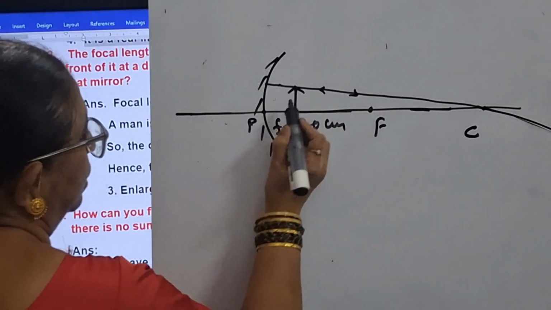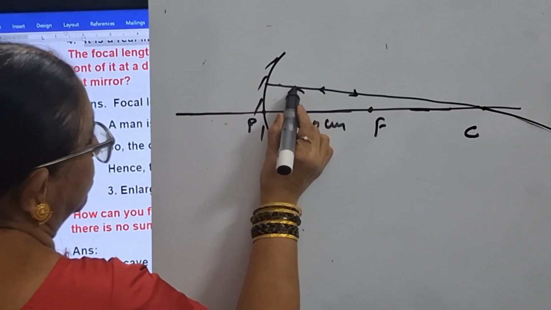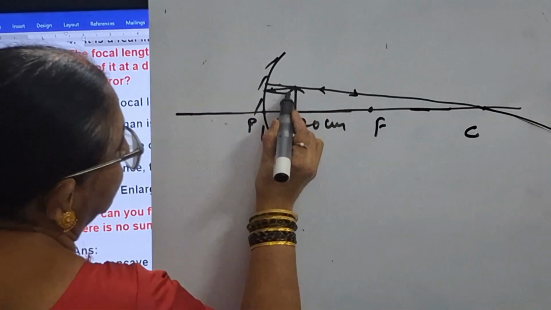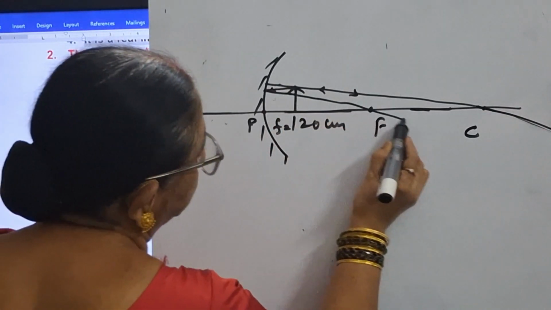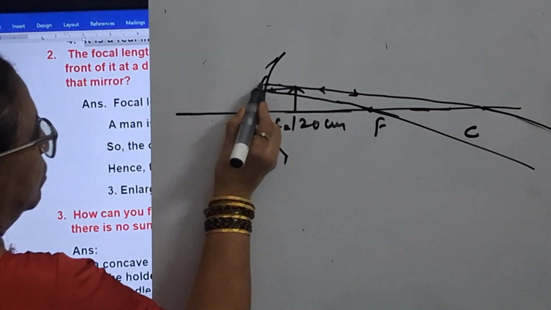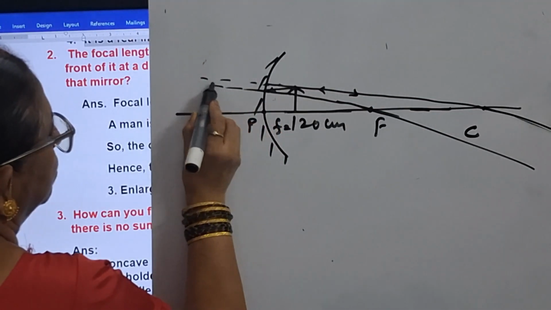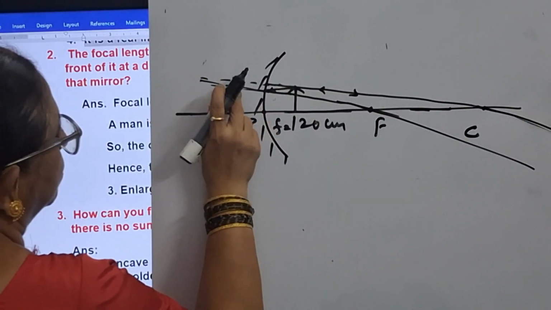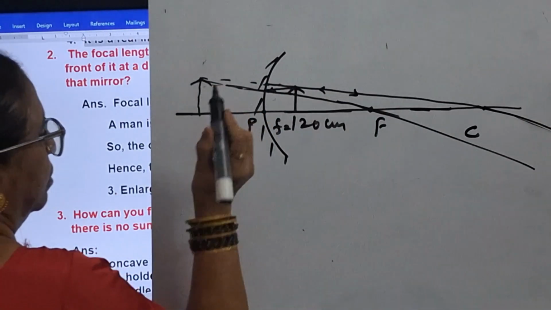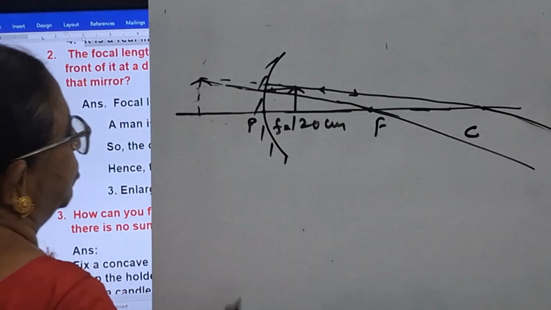We know that another incident ray, which is passing like this, gets reflected through the principal focus. These two rays, when you extend them further, meet at a point. This is the image formed. This image should also be drawn in broken line.